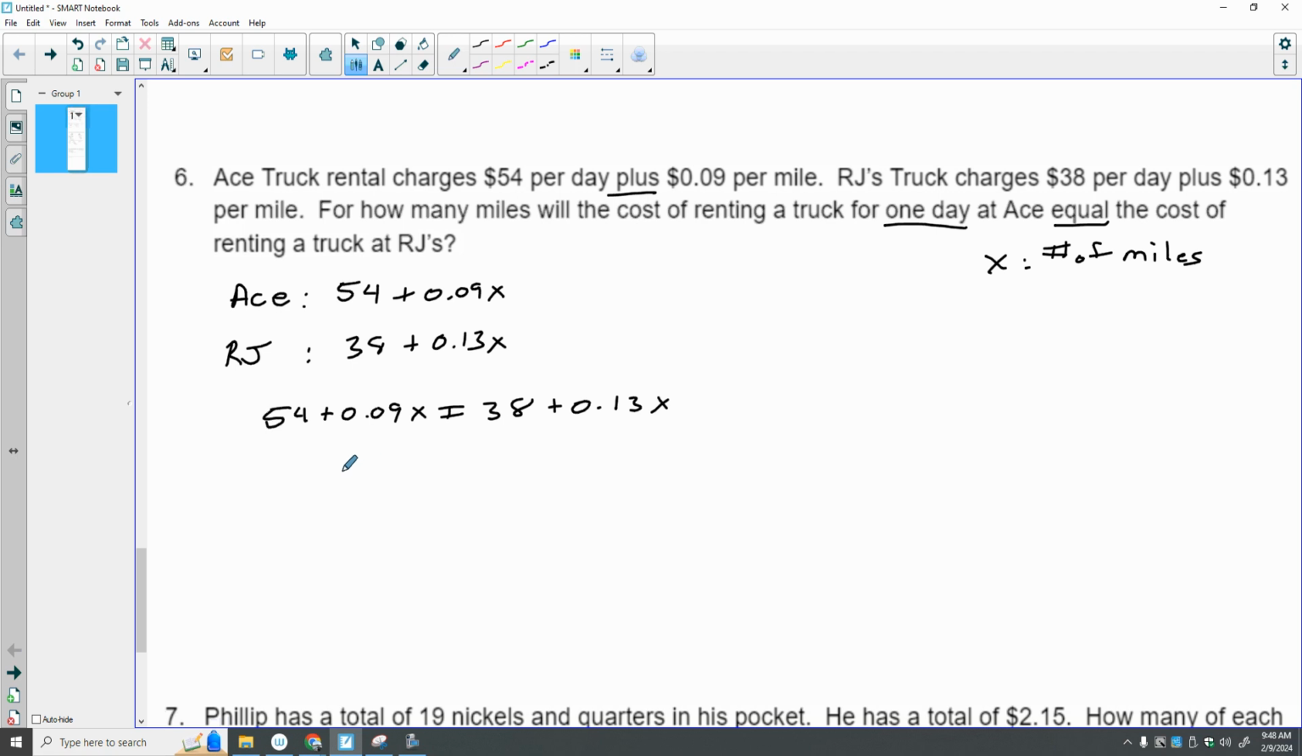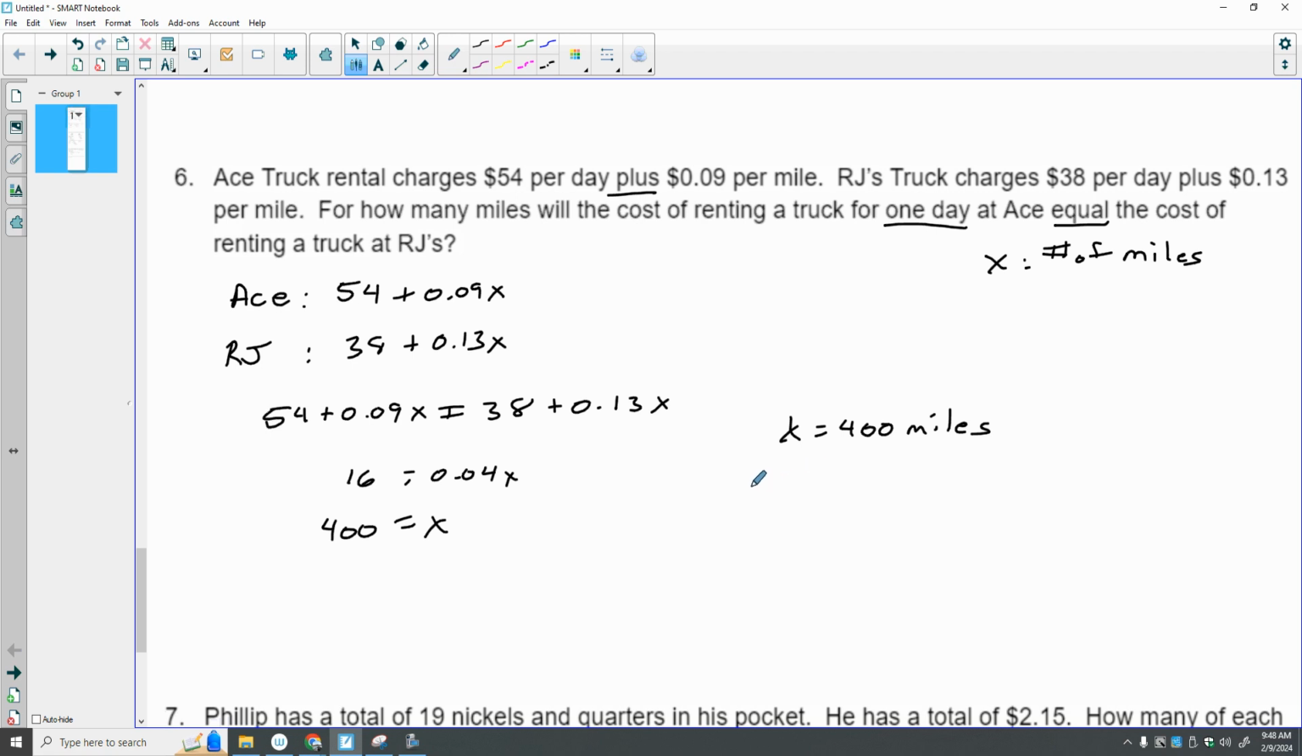And solve. I'm going to subtract 38. I'm going to subtract 0.09x. I'm going to divide. And we get, let me divide. Should be 4 or something. Yeah, 400. So X equals 400, put my units on there, miles. After 400 miles, the cost will be the same.